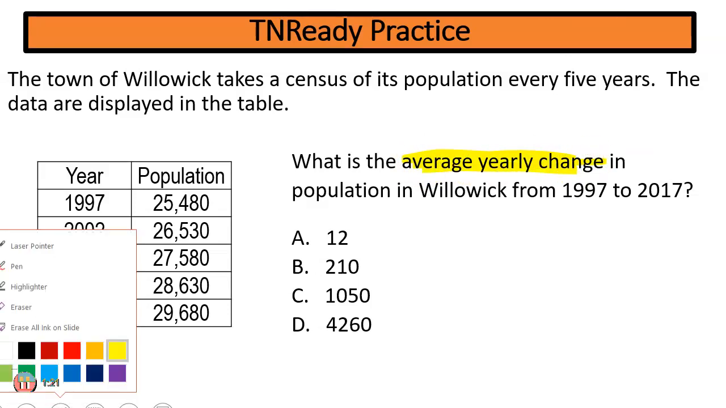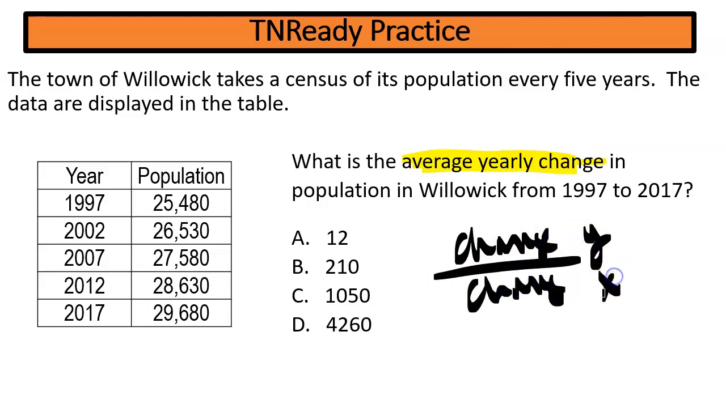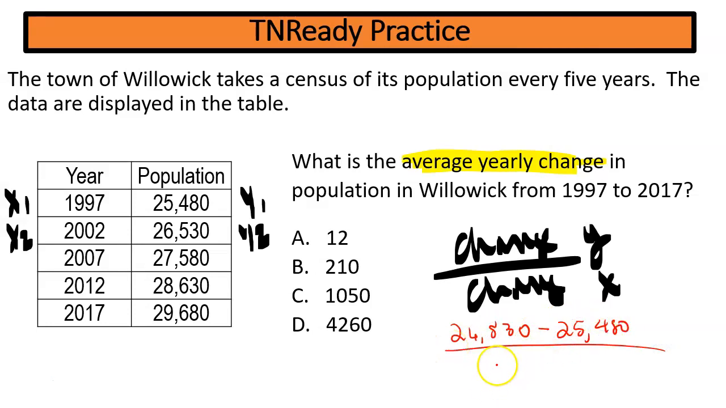So to find rate of change, we're going to do change in y over change in x, right? So, you can just look to see how your y's are changing, how your x's are changing, or you can do y2 minus y1 over x2 minus x1. So if we do that, we've got x1, x2, y1, y2. So we're going to have y2. Let me switch to regular pen. So y2 is 26,530 minus y1, 25,480 over x2 minus x1.